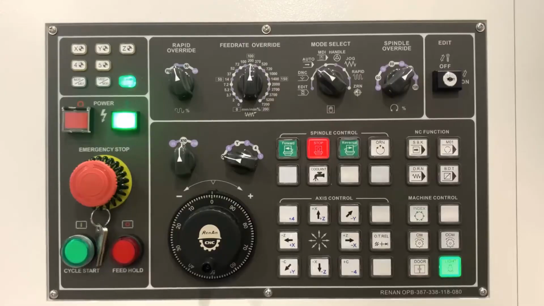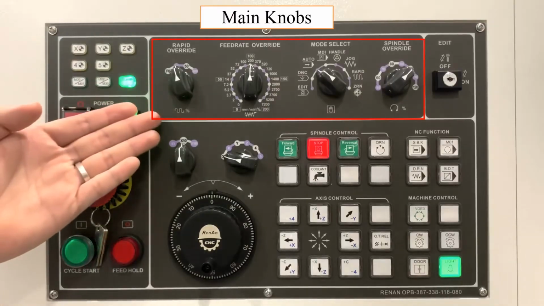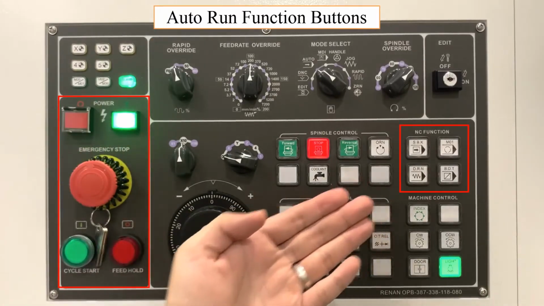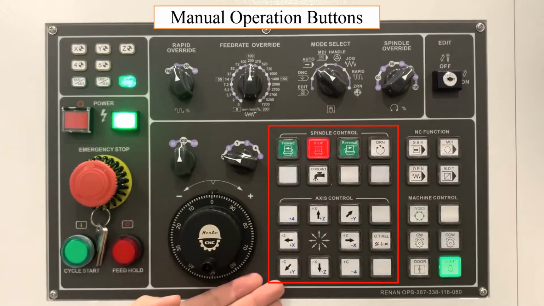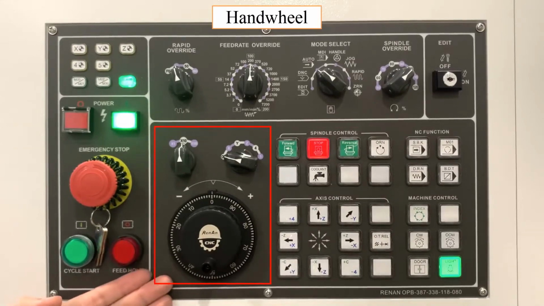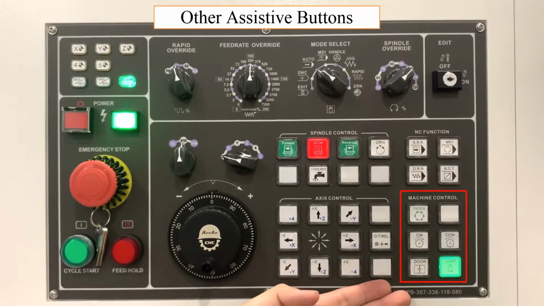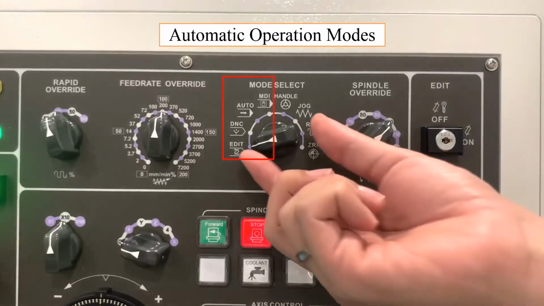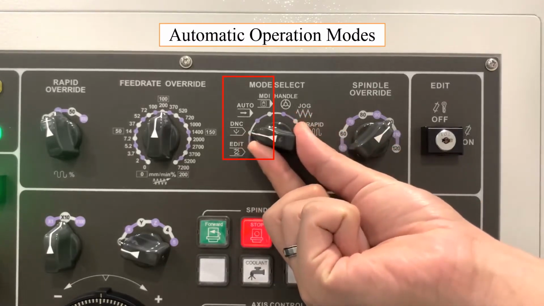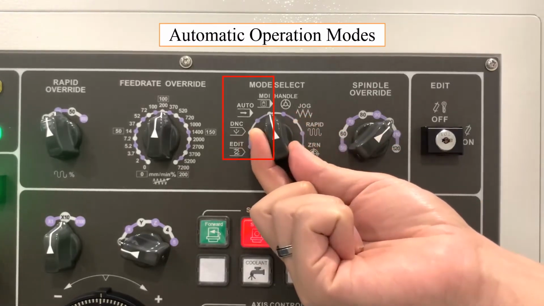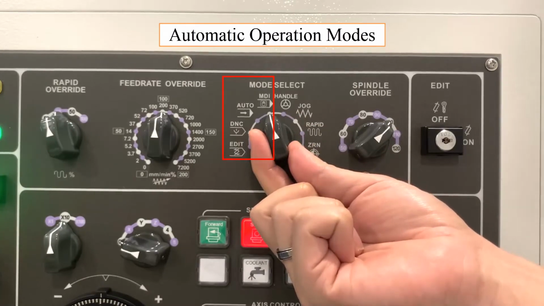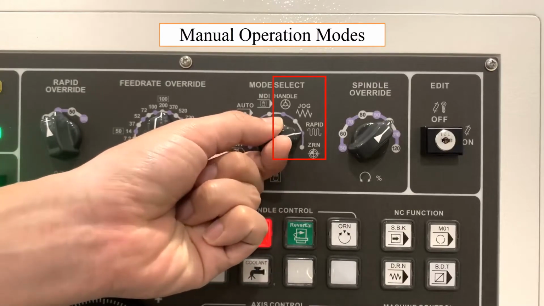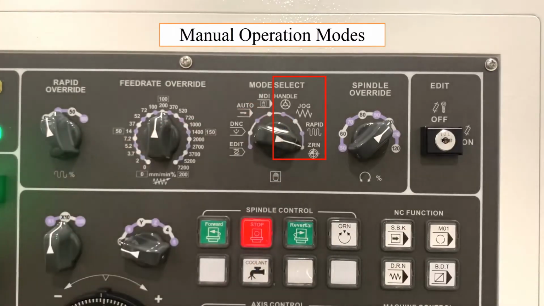On the operation panel are the main knobs, auto-run function buttons, manual operation buttons, hand wheel, and other assistive buttons. The operation modes include Edit, DNC, Auto, and MDI for automatic operations, and Handle, Jog, Rapid, and ZRN for manual operations.